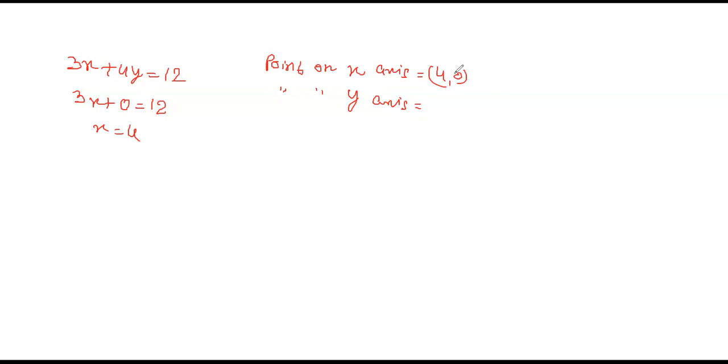And the point on the y-axis, tell me. Three. Point on the y-axis is (3, 0). No, (0, 3). Okay.